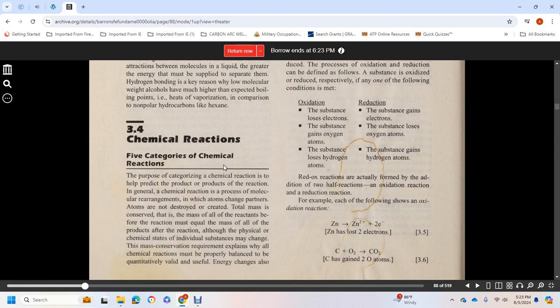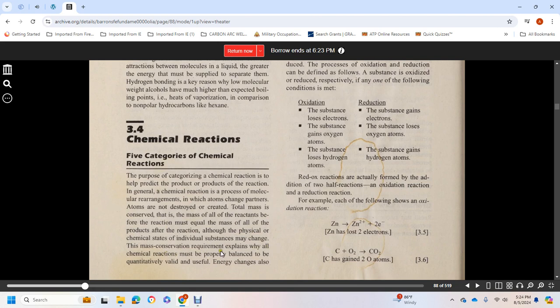Alright, chemical reactions: five categories of chemical reactions. The purpose of categorization is that it helps predict the products of a reaction. In general, a chemical reaction is a process of molecular rearrangement in which atoms change partners. Atoms are not destroyed or created, so the total mass of all of the reactants must equal the mass of all of the products, although the physical or chemical states of the individual substances may change.